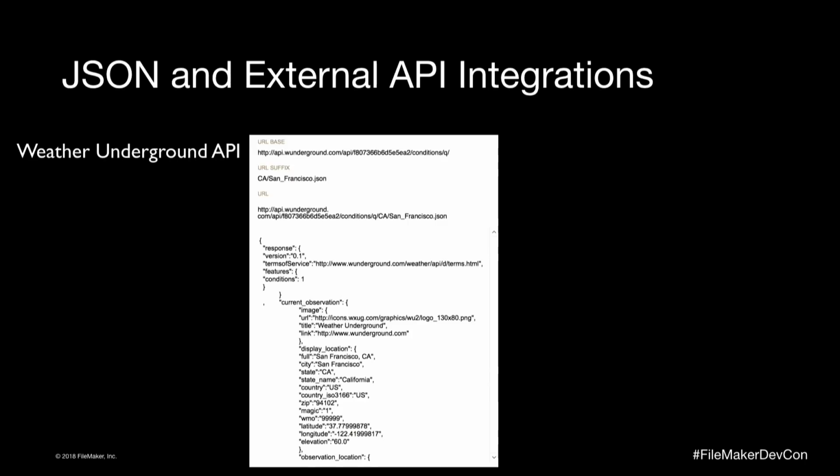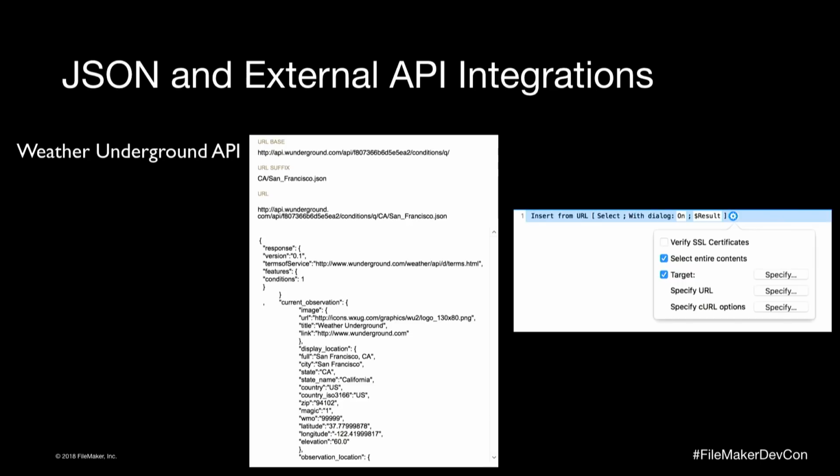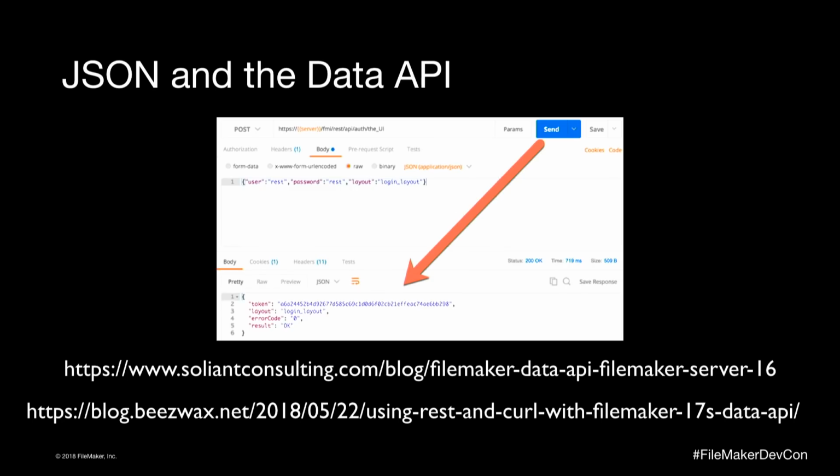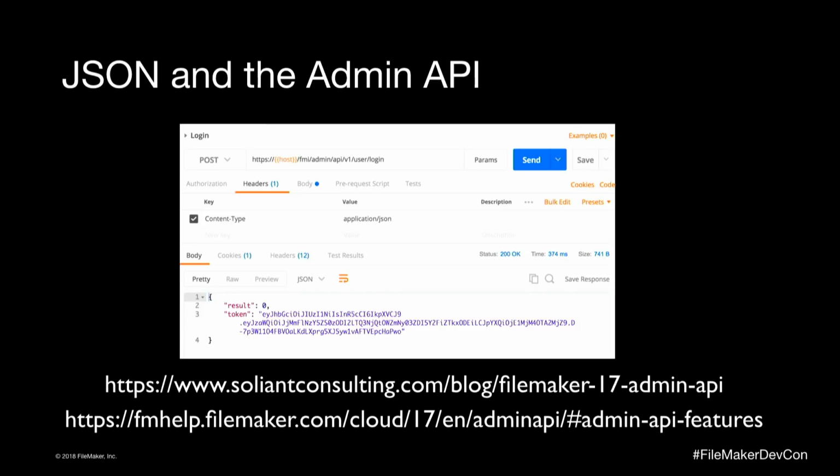I also want to talk about API and JSON integration. So this is an example API from Weather Underground, and you can see that it's returning JSON. And we have the somewhat new option for curl, specified curl options. If you're doing insert from URL, you probably will get JSON back. What about the data API? Guess what you'll be getting back? Most likely it's going to be JSON, right? And what about the admin API? You're also going to be working with JSON.